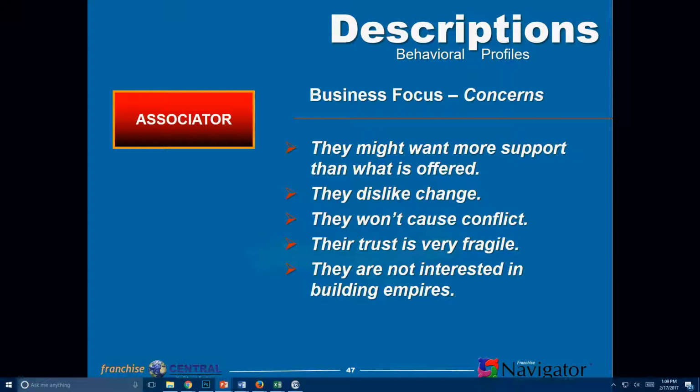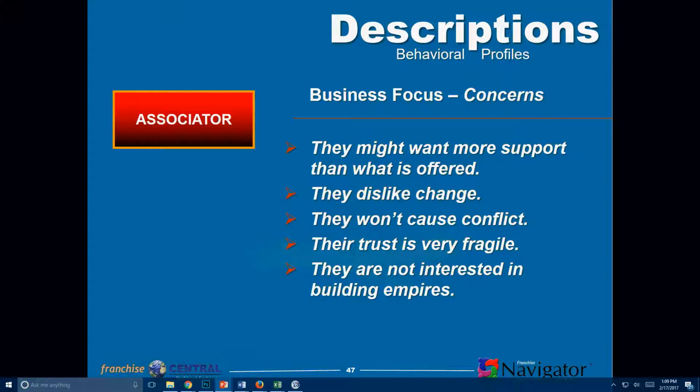They don't deal with conflict well at all. So if you've got an associator franchisee, or even an associator GM for a franchisee, and they're having conflicts with their employees, they don't do well in conflict resolution. That's one area where we either suggest they take classes or training, or our life coaches help them deal with that issue of having to face conflict. Trust is very fragile. They're not interested in building empires. They're okay with a single unit, single territory, keep it simple. So that's the associator. Questions before we go on?